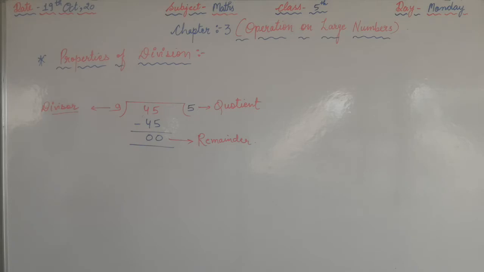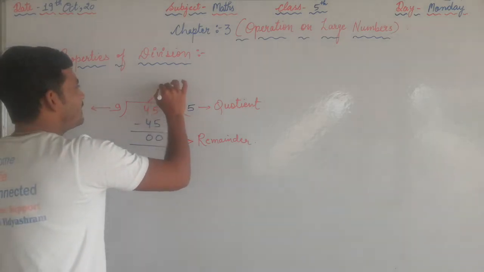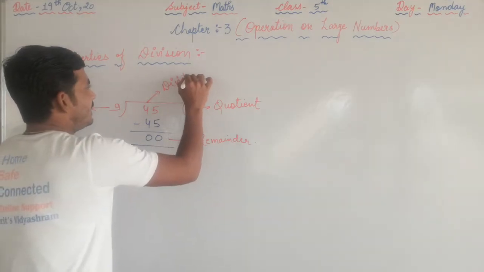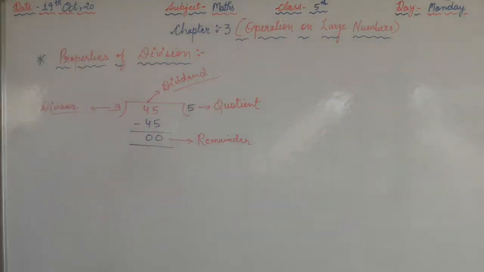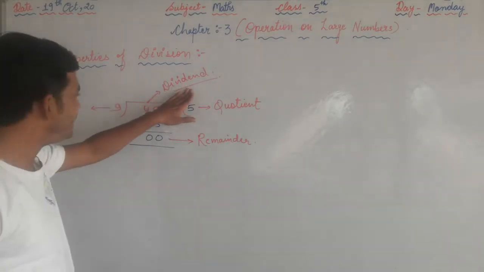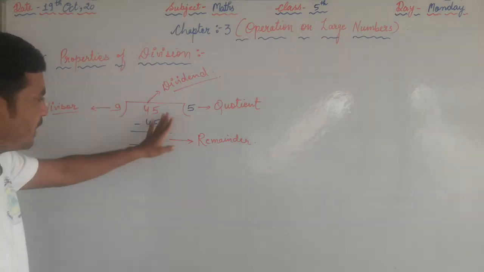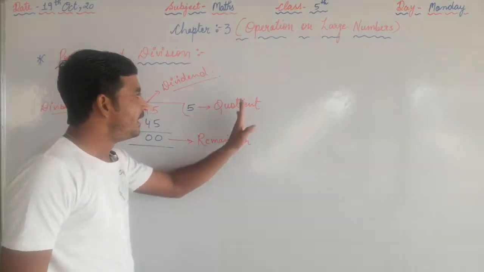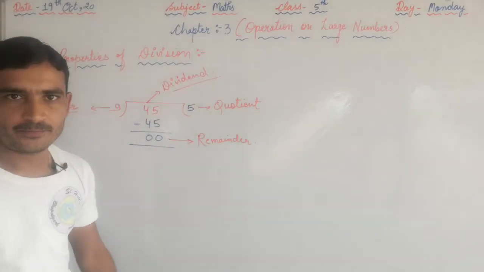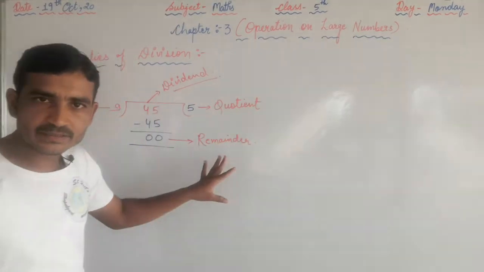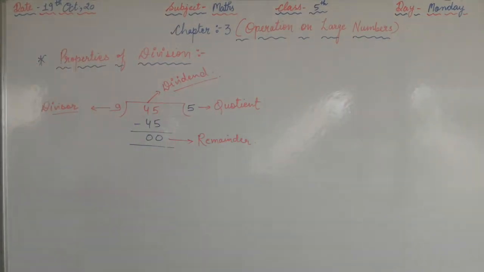What do we call it? Divisor. And 45 is the dividend. All these things you have to know. The number we are dividing is the dividend, and the number by which we divide is the divisor. What we get at the last is the remainder, and this one is the quotient. I hope you understand these things. Now see the first property.